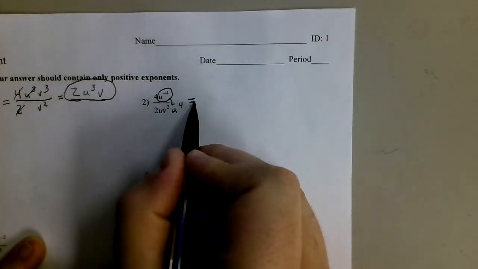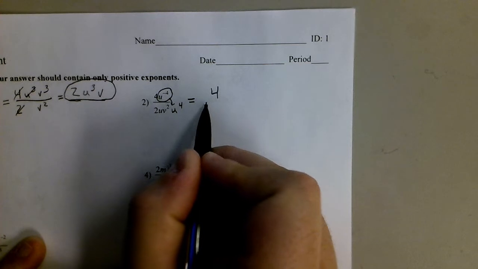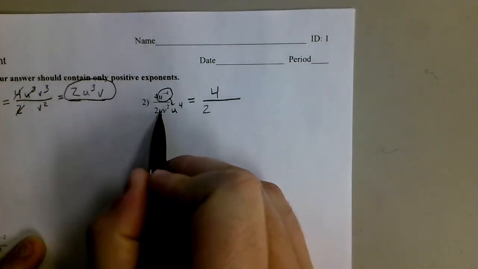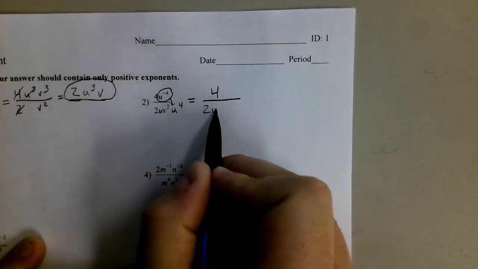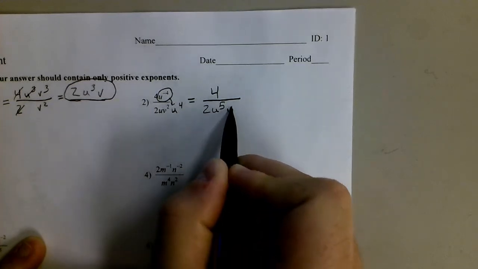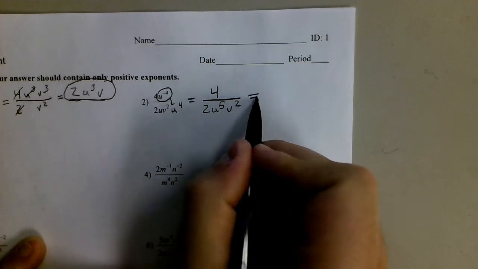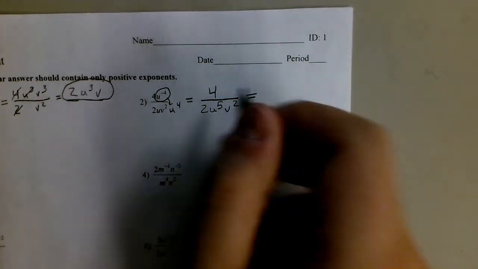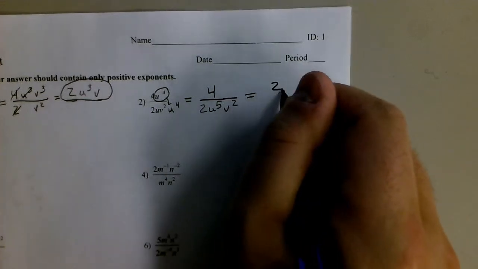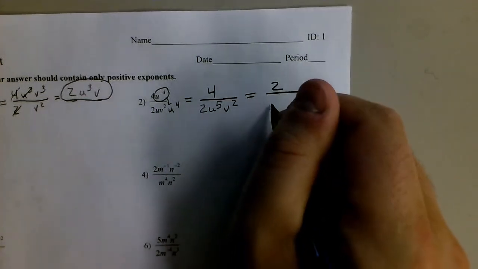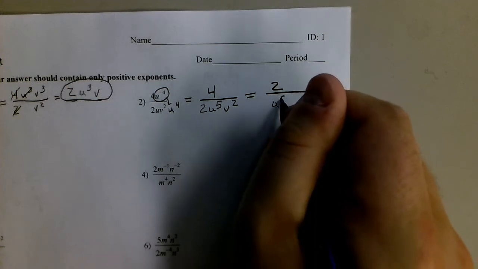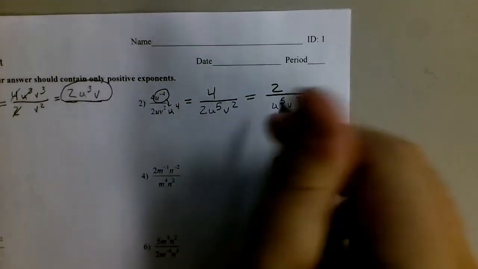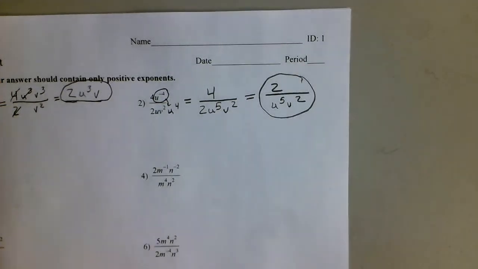So then let's do some simplifying. All we have left up top was that 4. Then I've got 2 u to the first and u to the 4th, so u to the 5th, and then v squared. And then we can just do a little bit of extra simplifying here. So 4 divided by 2, we'd already know is 2. And then u to the 5th and v squared have nothing that they can combine with. So there's our final answer.